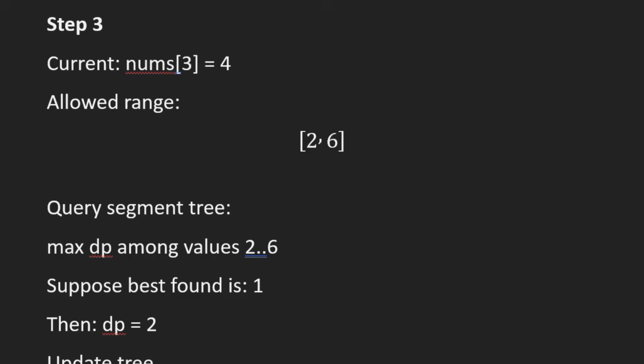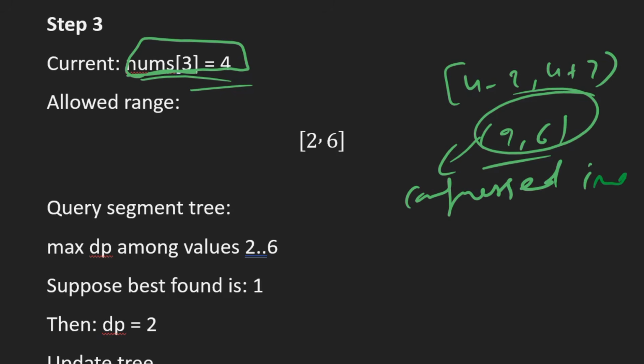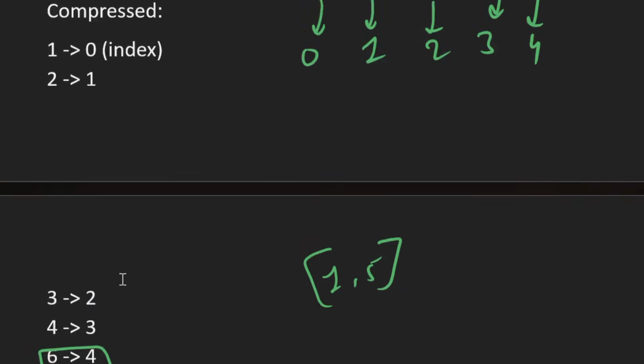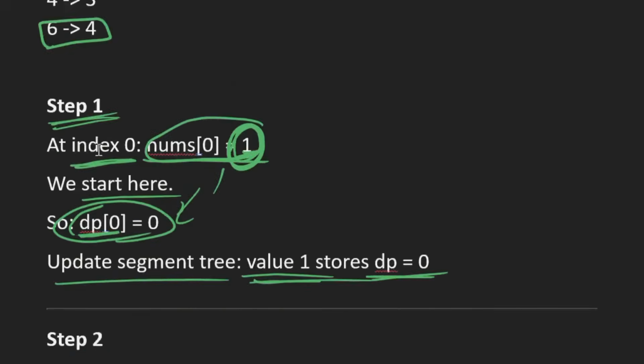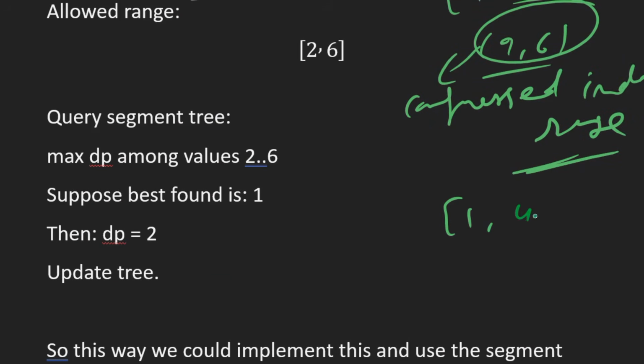Then we move to step 3, and at step 3 we have nums of 3 is equal to 4. So again we find the allowed range, that is 4 minus 2 and 4 plus 2, that is 2 to 6. So this is our allowed range. Then we find the compressed indexes range, right? For 2 to 6 our compressed indexes range is from 1 to 4.